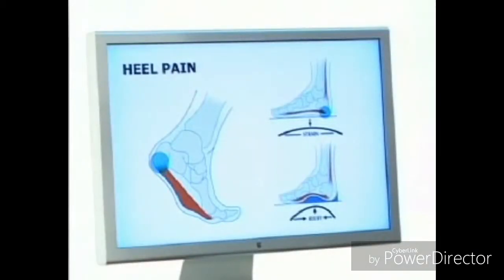Phil, I understand heel pain is the number one foot pathology. Specifically, you're going to tell us a little bit about plantar fasciitis.